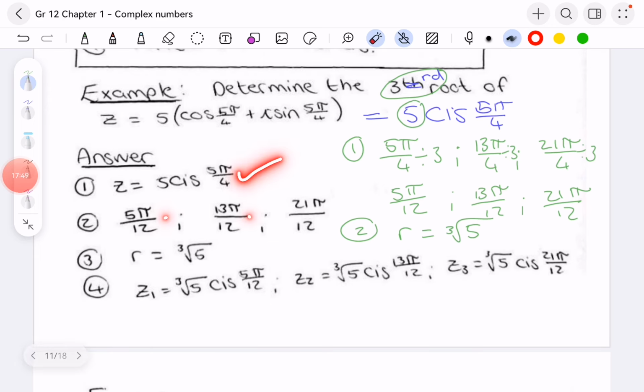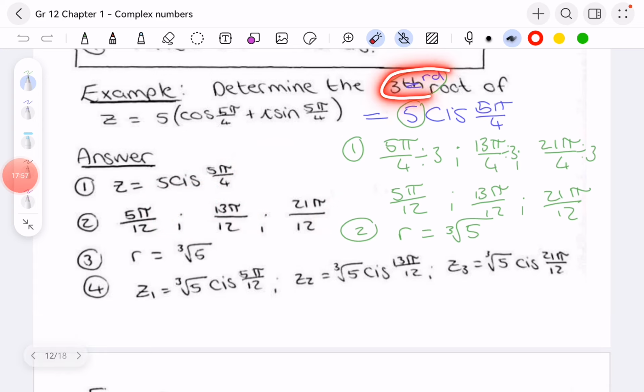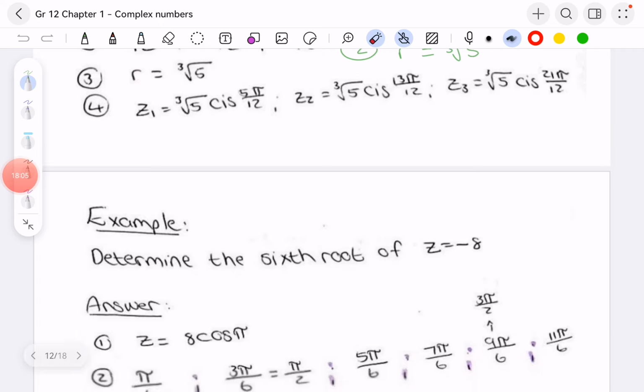I'm getting my three angles. How do I get the angle? I add 2 pi and I remember to divide by how many there are. In this case it was the third root, so I divided by 3. I have my three angles and I have R for the third root, and I just put in my answers.